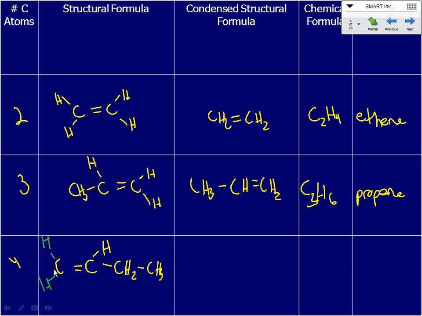Okay, so that's not a bad picture right here. C, two H's, double bond, H, and then CH2, CH3. Okay? And in terms of the condensed structural formula, CH2, double bond, CH, and then we keep going down the chain, CH2 and CH3. Okay? And C4H8.